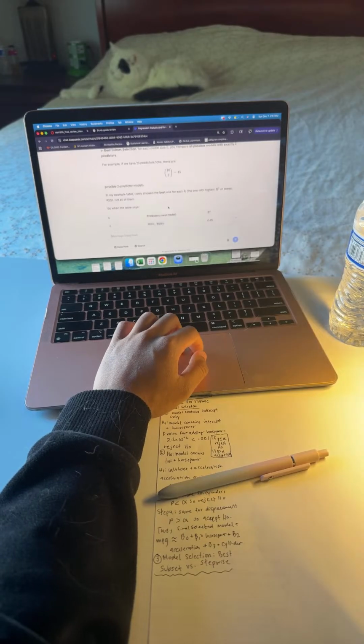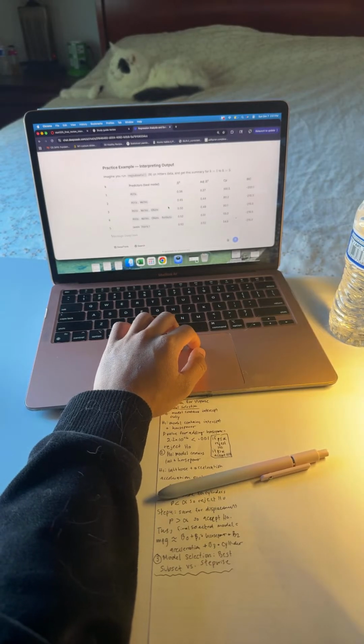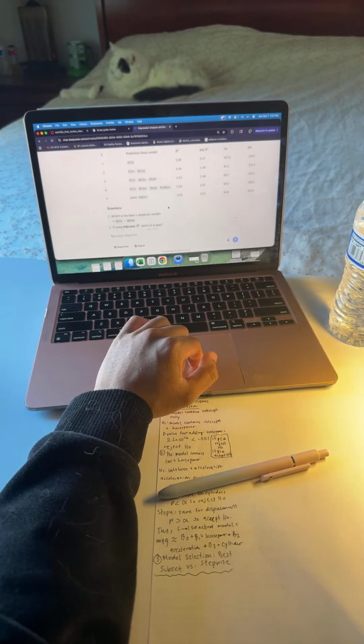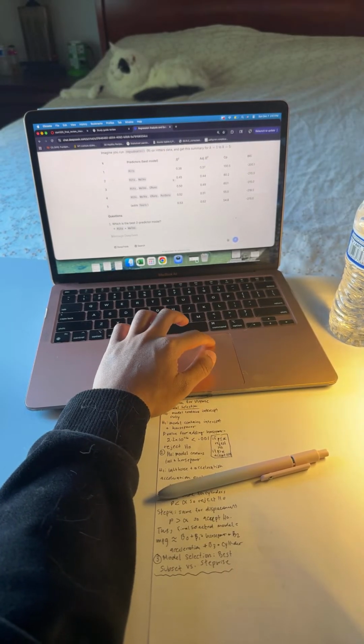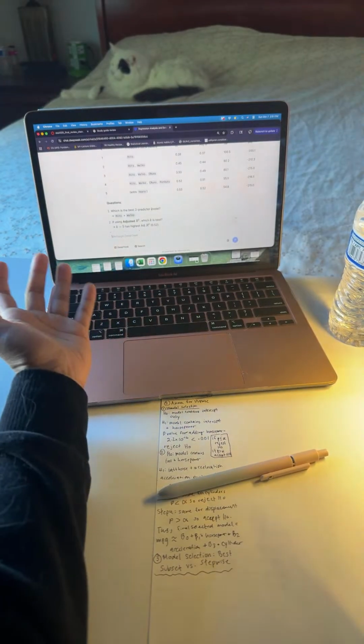Okay, come back to this. Question 1: which is the best 2 predictor model? Hits and runs. Okay, the only one.